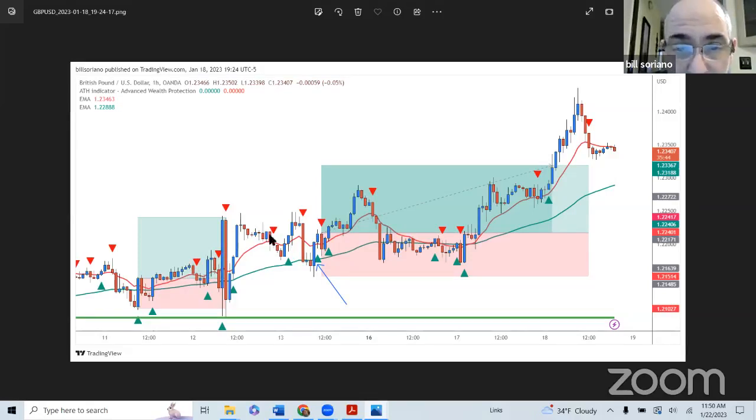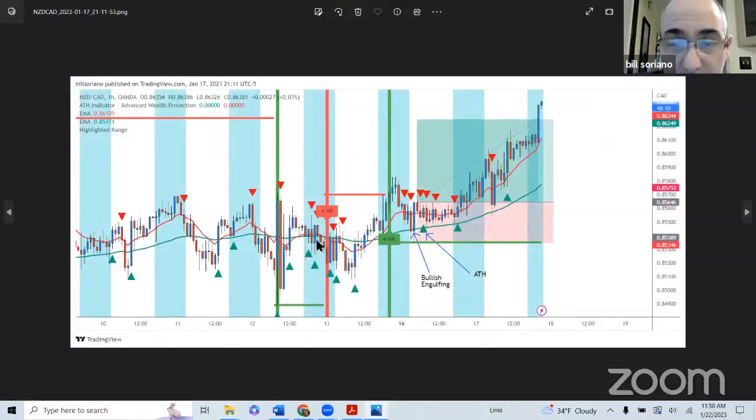Now, right here, we get another pullback to the 62, right? We get another bullish engulfing, and we get the ATH on the next candle. So, we take it right there. Price moves up, then moves back down, then it goes up, gets our take profit, right?